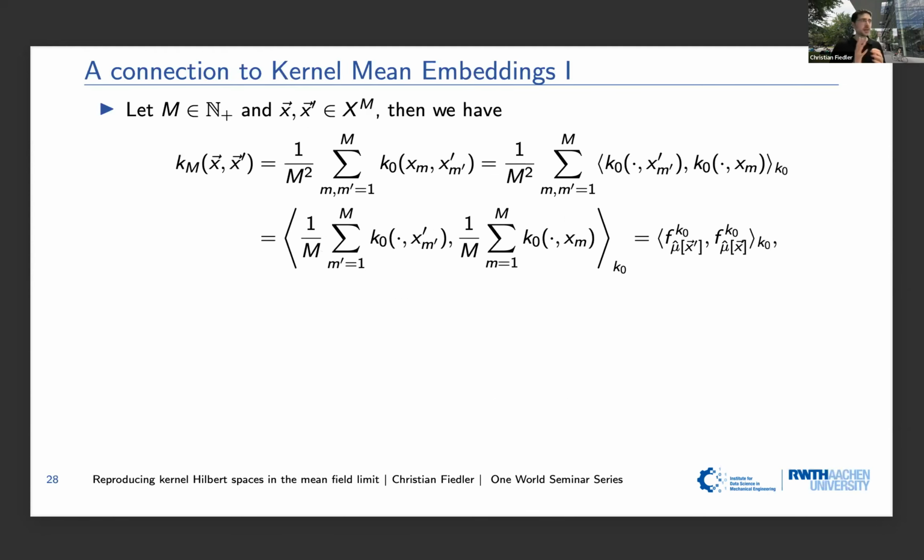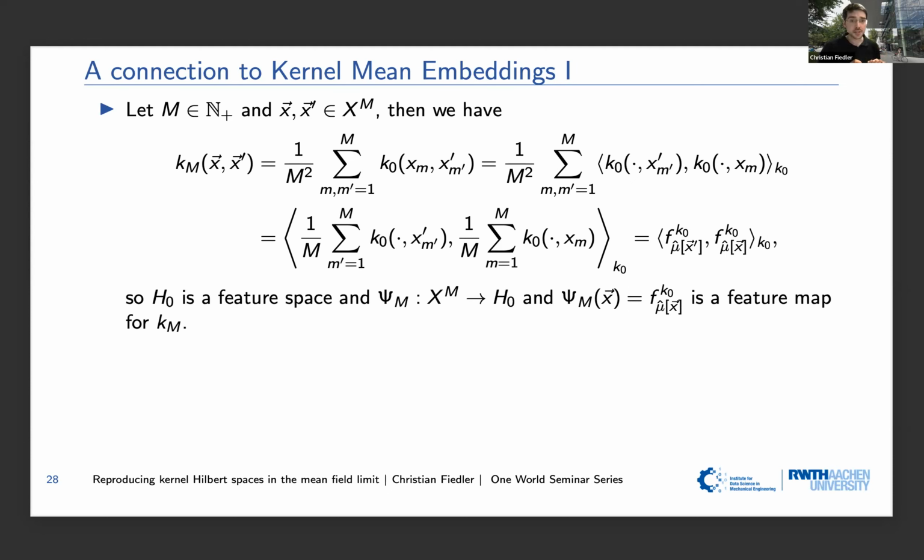Okay, so here's now the connection. First, let's have a look at double sum kernels. If we have our double sum kernel, let's say Km, and then we evaluate it at two inputs, if we use the definition, then we can use the reproducing property of K0. And then we can use the linearity of the scalar product. And then we see we actually have a kernel mean embedding with respect to an empirical measure.